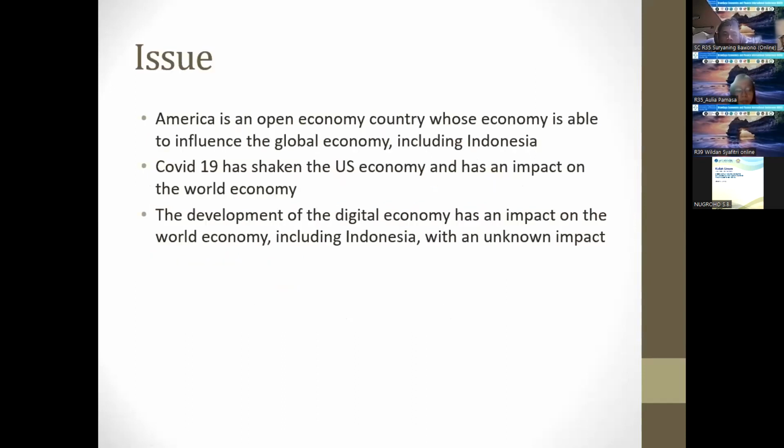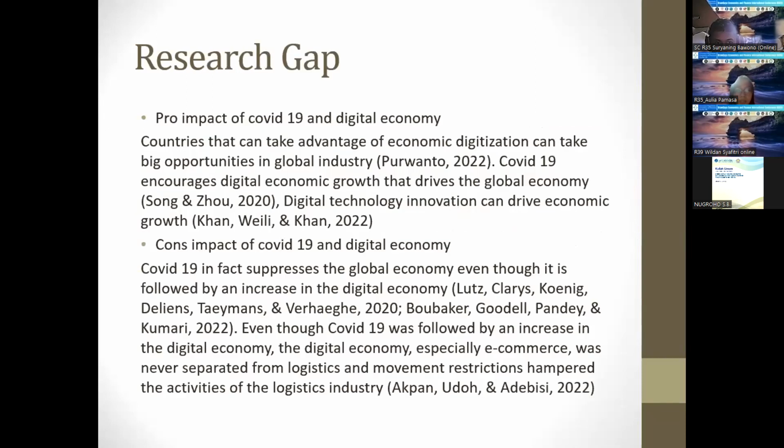In the first part, we're going to talk about issues. For the first point, America is an open economic country whose economy is able to influence the global economy, including Indonesia. COVID-19 has shaken the US economy and has an impact on the world economy. And third, the development of the digital economy has an impact on the world economy, including Indonesia, with an unknown impact. For the research gap, here we have the pros and cons of COVID-19 and the digital economy.